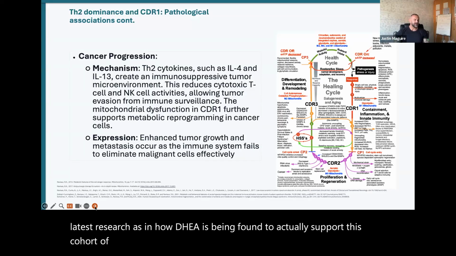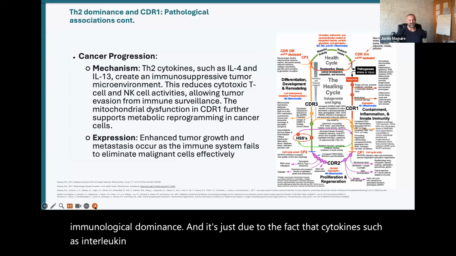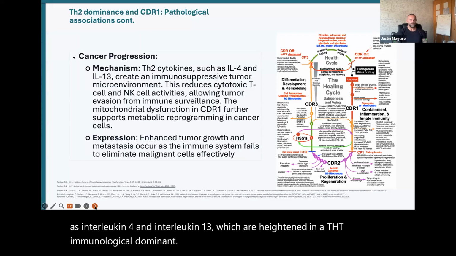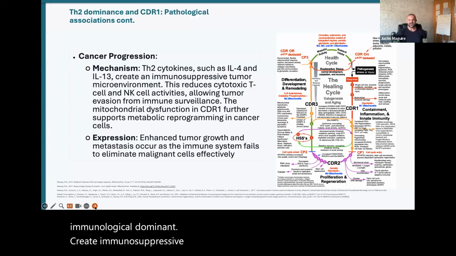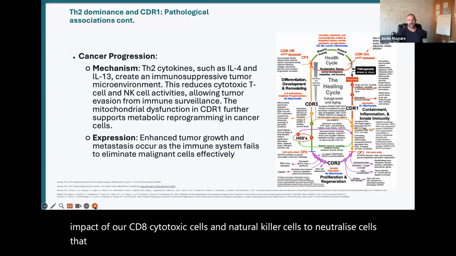Cancer is yet another variable when it comes to Th2 immunological dominance. That's just due to the fact that cytokines such as interleukin 4 and interleukin 13, which are heightened in a Th2 immunological dominant state, create immunosuppressive tumor microenvironments. This reduces the impact of our CD8 cytotoxic cells and natural killer cells to neutralize cells that have become carcinogenic or are expressing oncogenesis, allowing tumor evasion from immune surveillance.